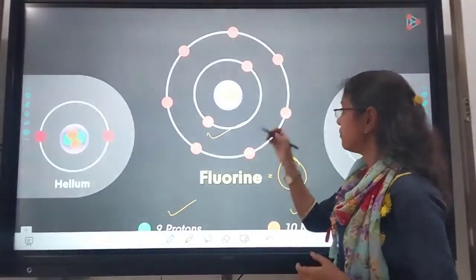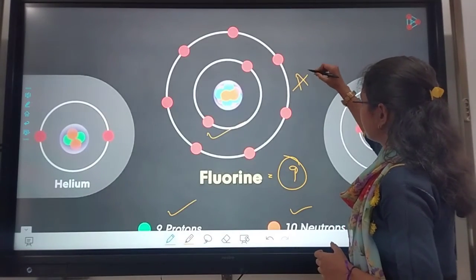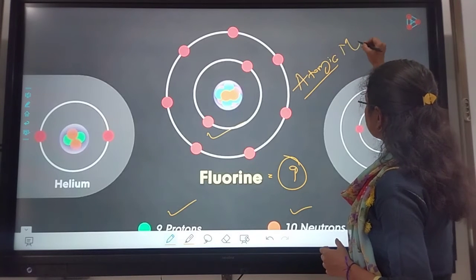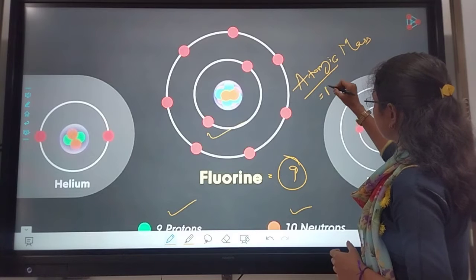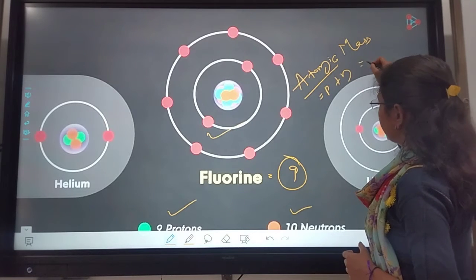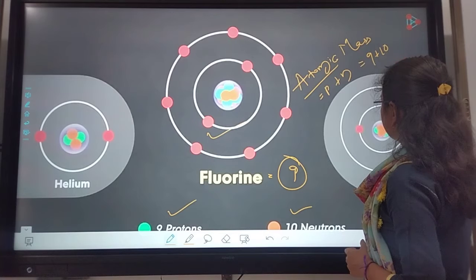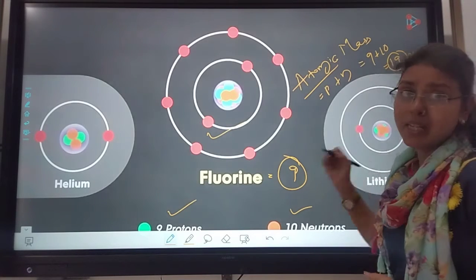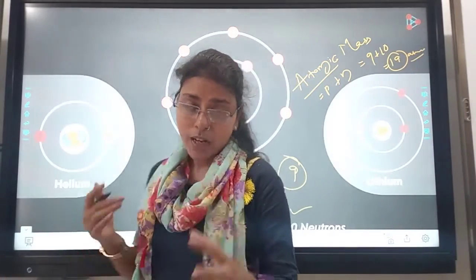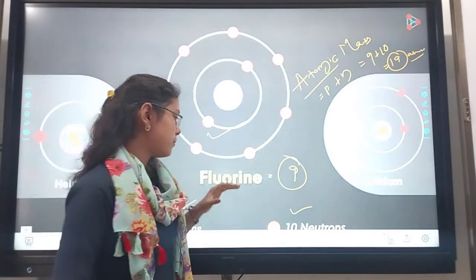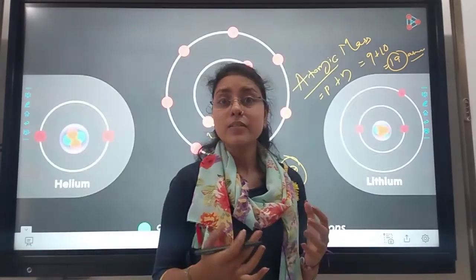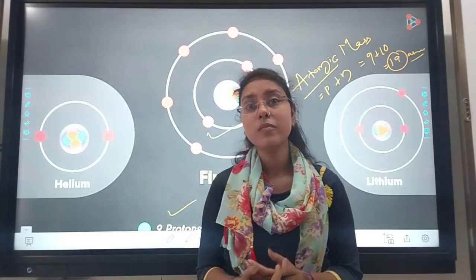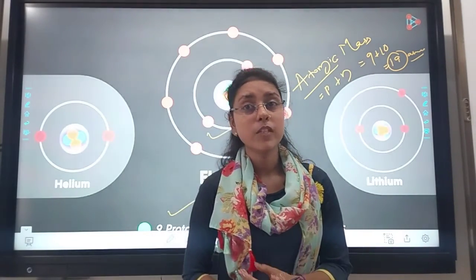The total atomic mass for fluorine will be equal to number of proton plus number of neutron. That will be equal to 9 plus 10, which is 19 AMU, atomic mass unit, right? So how does this happen? As here the number of neutron is not equal to the number of proton, we can say that the mass is not exactly equal to twice the number of protons.